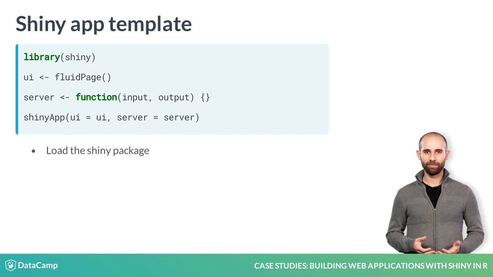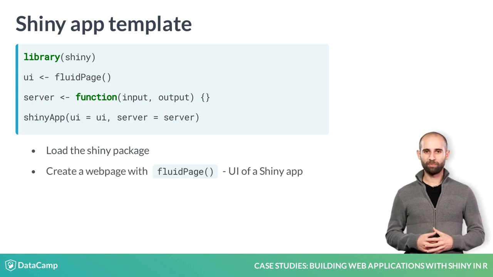The first line simply loads the Shiny package. The second line creates a web page using the fluid page function. This is called the UI, or user interface, of a Shiny app. The UI is responsible for defining the appearance of your app. Anything you want to show in your app goes inside fluid page.